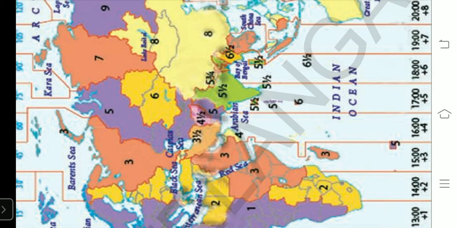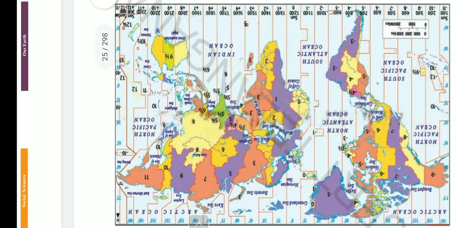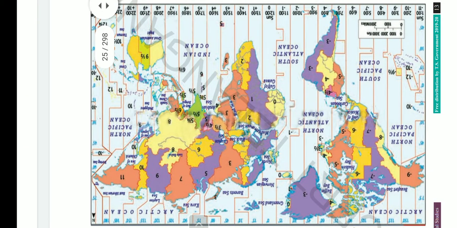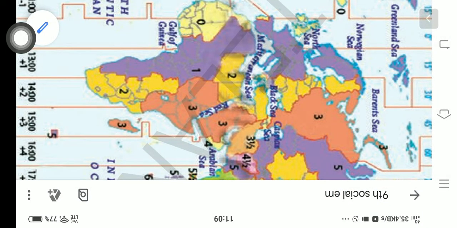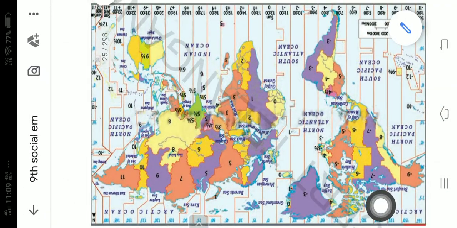So Indian Standard Time is 5.5 hours ahead of the Greenwich meridian, right? So just now I said how to avoid the time confusion, right? To avoid the time confusion, we are following standard time. Okay, what is the standard time in India, right? Just a minute.